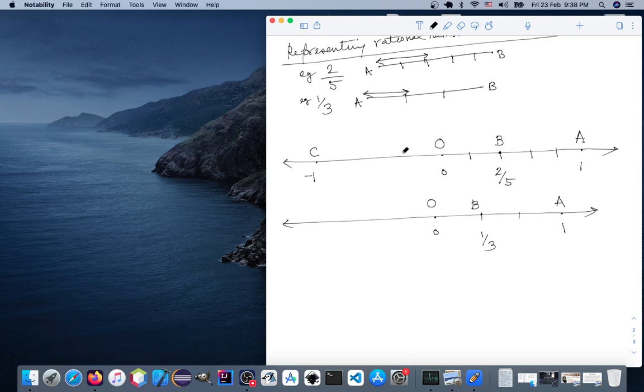Now if I divide this OC into 5 equal parts. So 1, 2, 3, 4, 5. Sorry, just consider that these are equal parts. Let me draw it correctly.